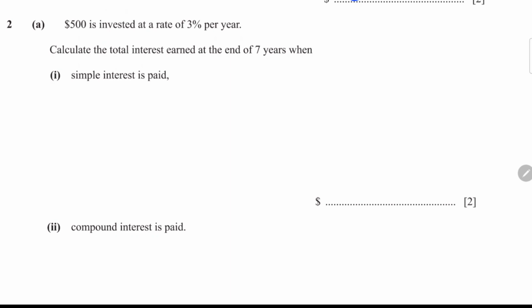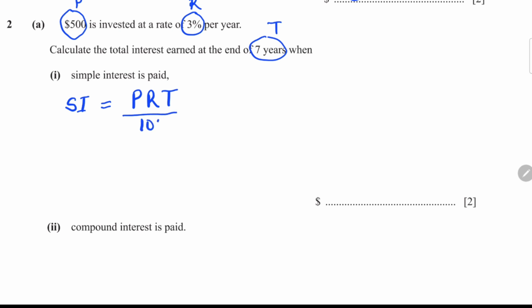We need to identify all our values. The very first value here is our $500. This is our principal. And then the rate is 3%. And our time is what? 7 years. So applying our simple interest formula, which says simple interest equals principal times rate times time over 100.